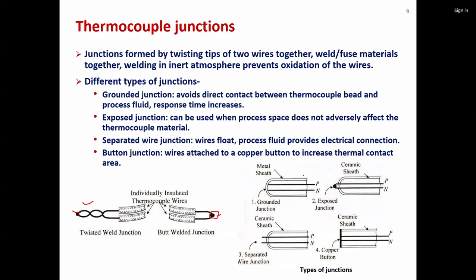So here, since you are using a metal sheath, of course, you are increasing the mass of the system. And therefore, typically these grounded junctions will have a much slower response as compared to the welded junctions. Got it, sir. Basically, it is increasing the thermal resistance. Yeah, it is increasing the thermal resistance. So it will be slow in terms of response. Got it, sir.